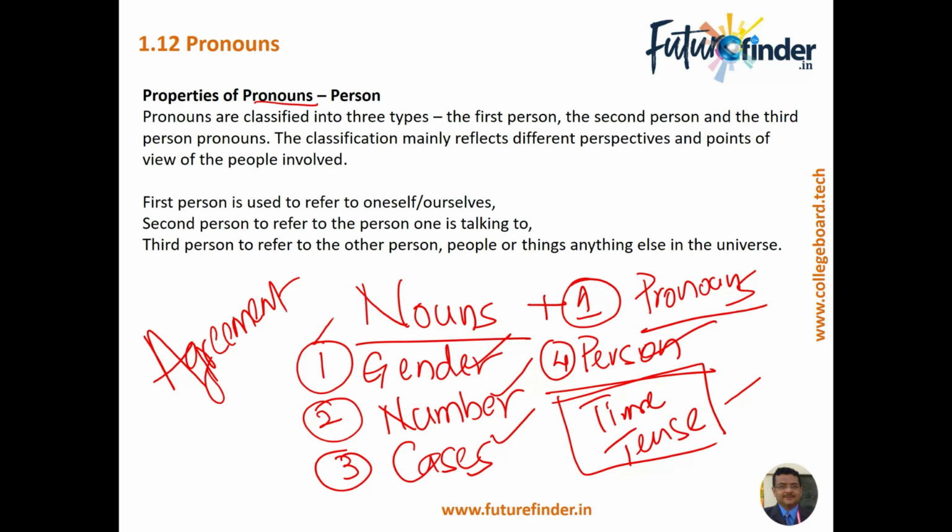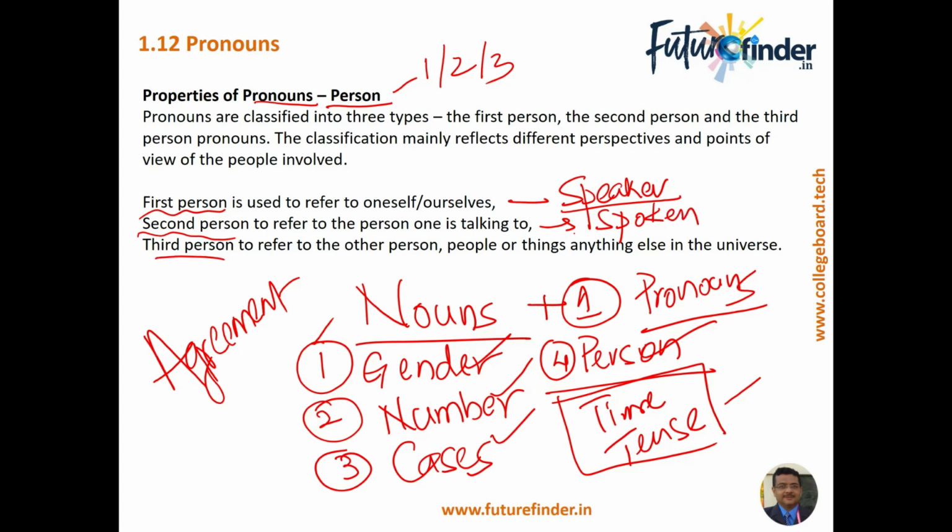Okay, fine. So let's come to the person. There are three persons: the first person, the second person, and the third person. The first person refers to the direct speaker, in this case I and me. The second person refers to the person that you are speaking to, and the third person is anything else in the universe. Direct speaker, the spoken-to, and anything else in the universe. That is how it functions.